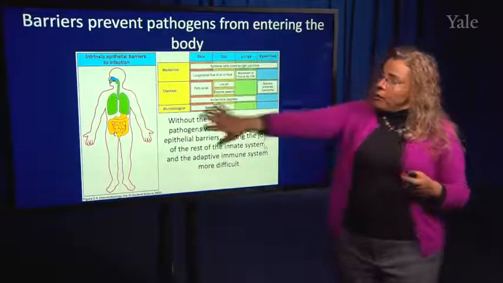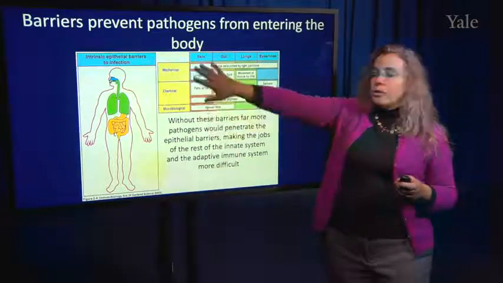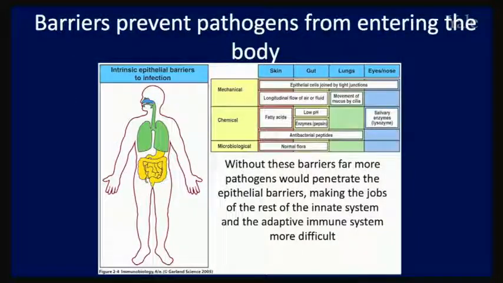So, for the barriers, you can think about them in three different ways. There's mechanical, which is actually the simple physical barrier like your skin. There's chemical, which is things like the low pH or the enzymes in your saliva. And there's a few microbiological things, including your normal flora.